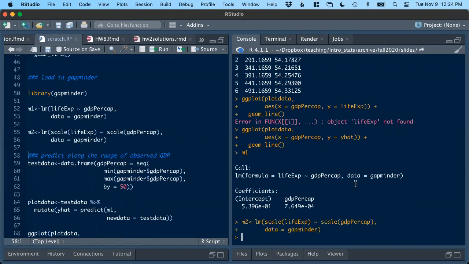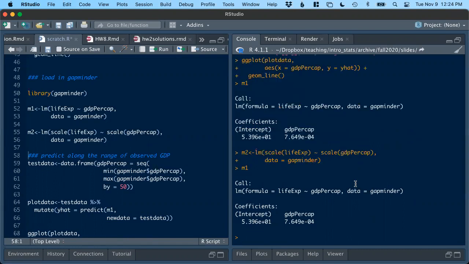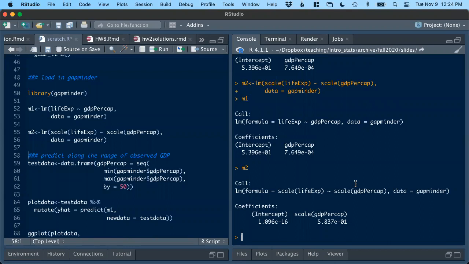But we're going to get really different coefficients. So let's look at this. M1 gave us 0.0007. M2 is going to give us 0.5.